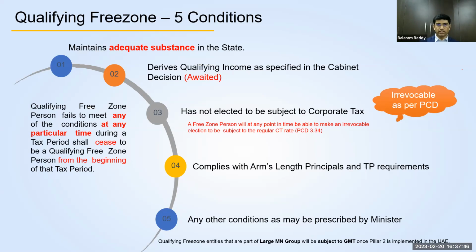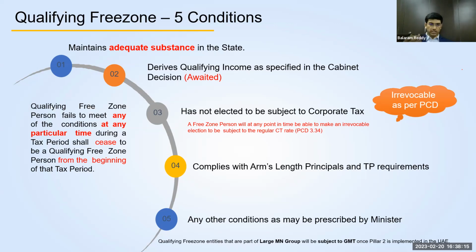So let's look at the qualifying free zone entity and how the tax rates will be applicable on them, or tax will be levied on those operations. Any free zone company to be considered as a qualifying free zone person, they need to comply with these 5 conditions. So what are the free zone persons? Any free zone entity which is registered in any free zones in UAE is generally called a free zone person.